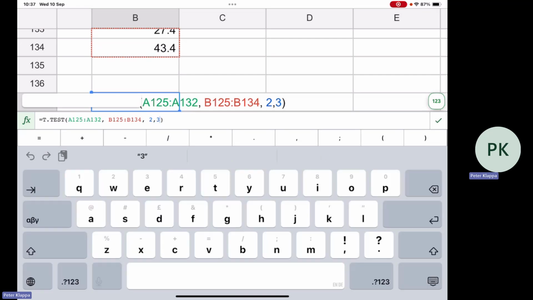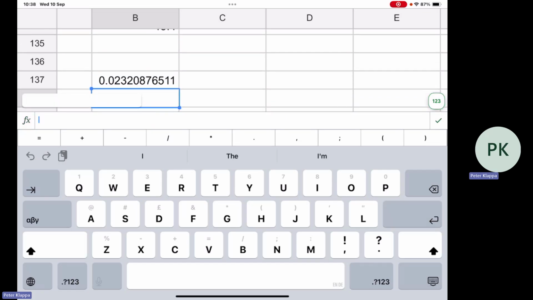The classic t-test is 2. Right? And now, drum roll, do we get the same p-value? We get 0.023. Compare that to 0.046 for the Welch test. It's half.